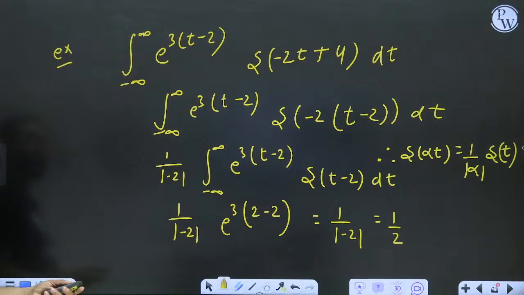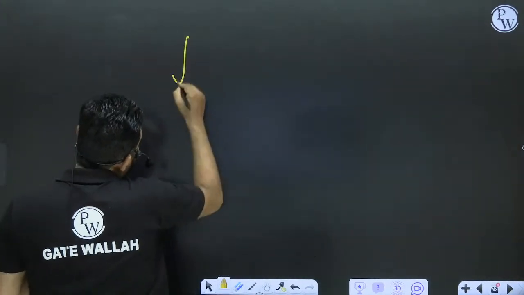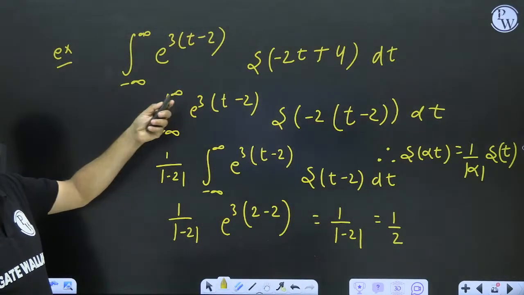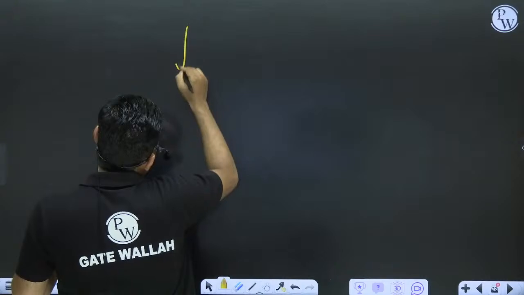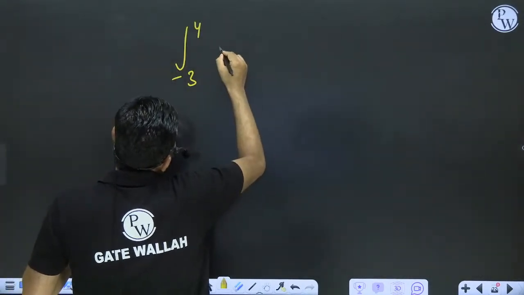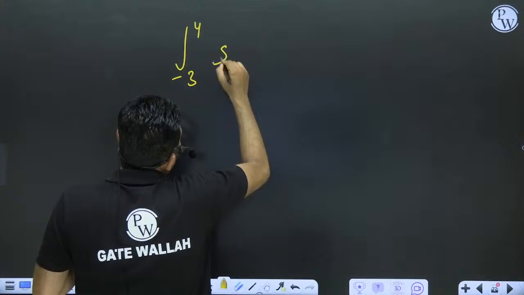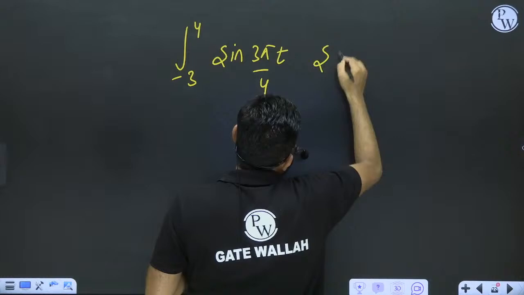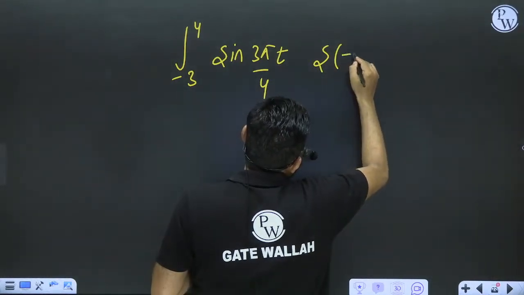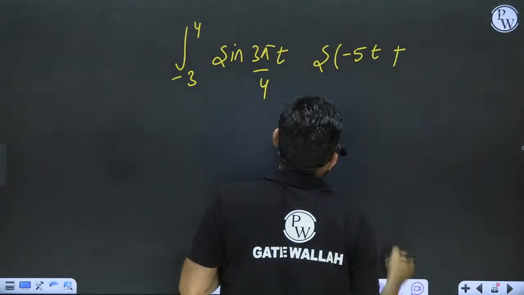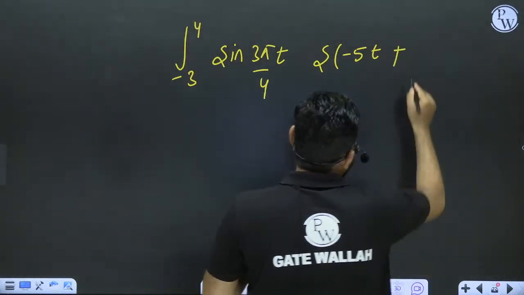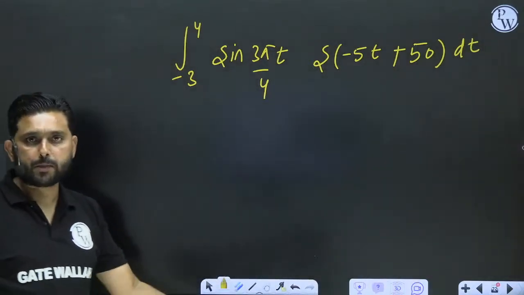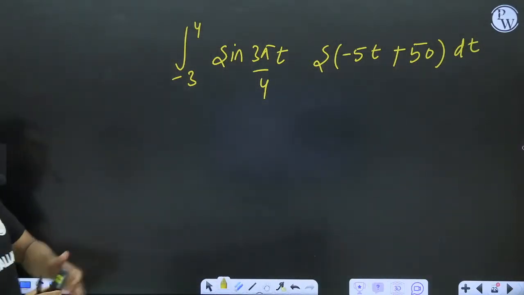Okay, now what about this one? Suppose instead of taking the indefinite integral, these are indefinite integrals, let's talk about the definite integral. Suppose I have minus 3 to 4, some function sine 3 pi by 4 t delta minus 5t plus 50 dt. Suppose someone asks you this problem. Now I have a limit between minus 3 to 4.